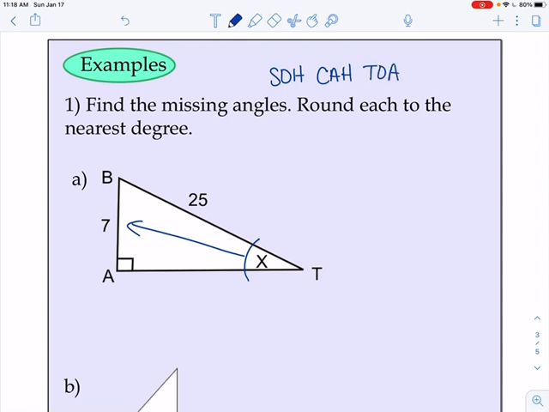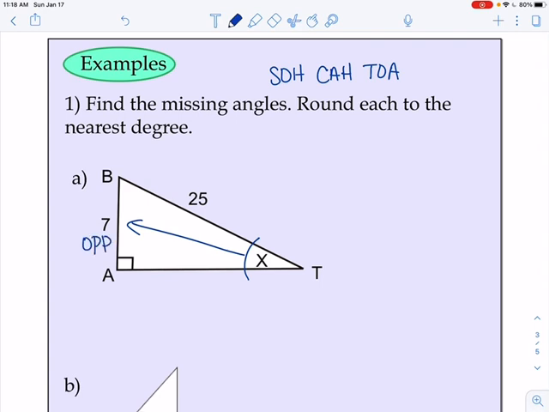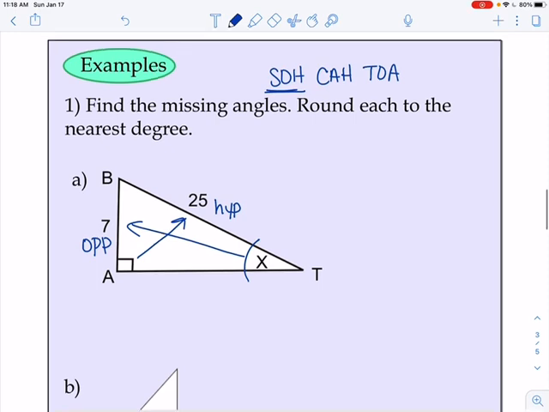So with relation to x, that 7 is the side opposite, and that 25 is the side directly across from the right angle, so that's my hypotenuse. So I have my opposite and my hypotenuse, which means I'm going to have the sine. So I'm going to have the sine of x equals, oops, sorry, the opposite side there is 7, 7 over 25.